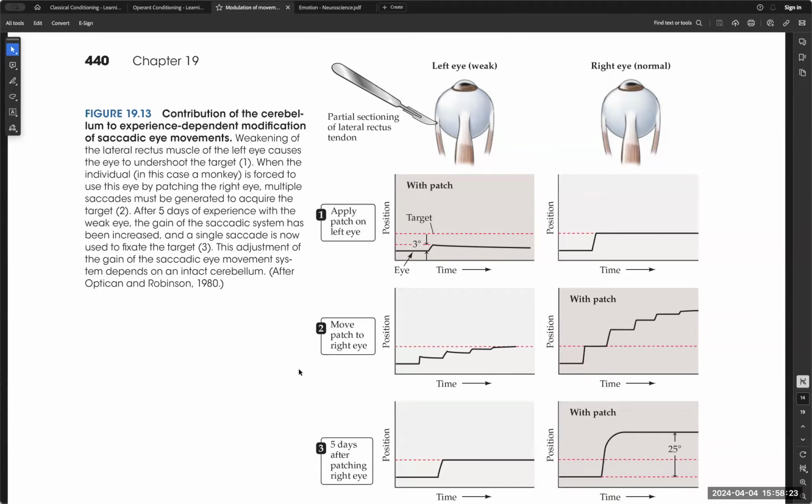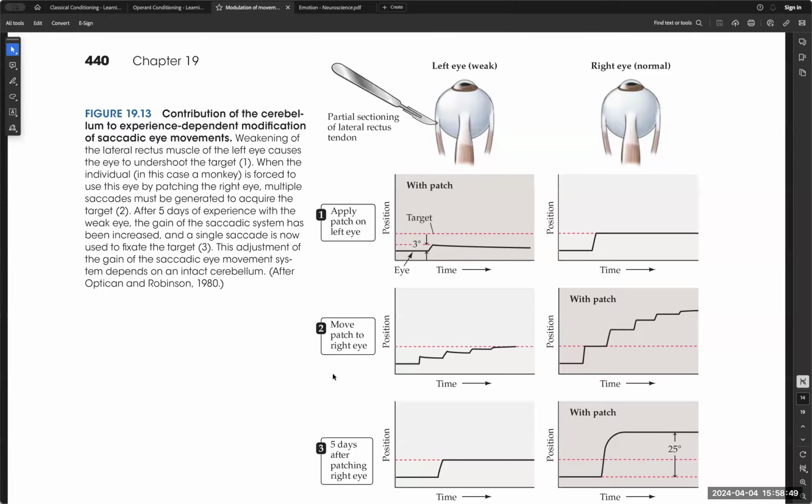They shifted the patch back to the left eye, or actually you can just remove the patch. The right eye now, the normal eye, is overshooting the saccades. So instead of undershooting, it's overshooting the saccades. Why? Because now I have compensation for the left eye to work. The right eye is overcompensating at this point. Okay, this is one example.